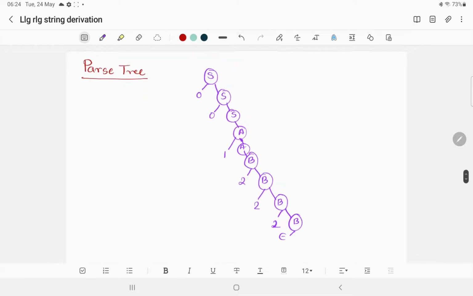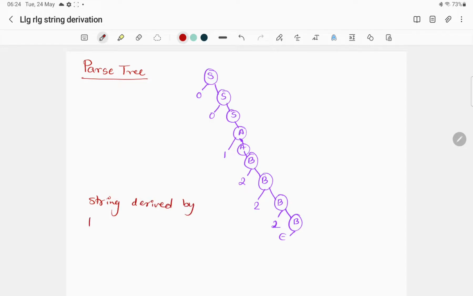So at the end, if I look at the parse tree, the string that I have generated here, I have to write this in the in-order traversal. So I have to write the statement: string derived by parse tree is 0, 0, 1, 2, 2, 2. So we have to make this statement at the end of the parse tree. And this way we are done with this particular example.